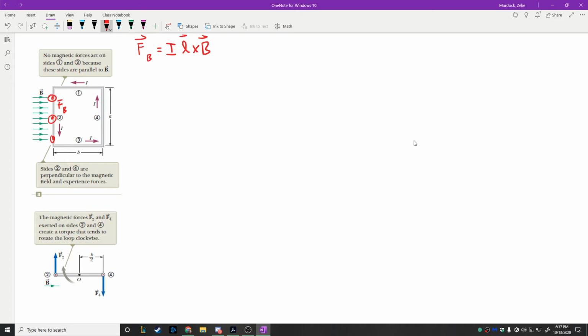Now what about the one over here? The current's flowing upwards. Magnetic field is this way. Do I cross B? You're probably using your left hand, Mr. Meowers.